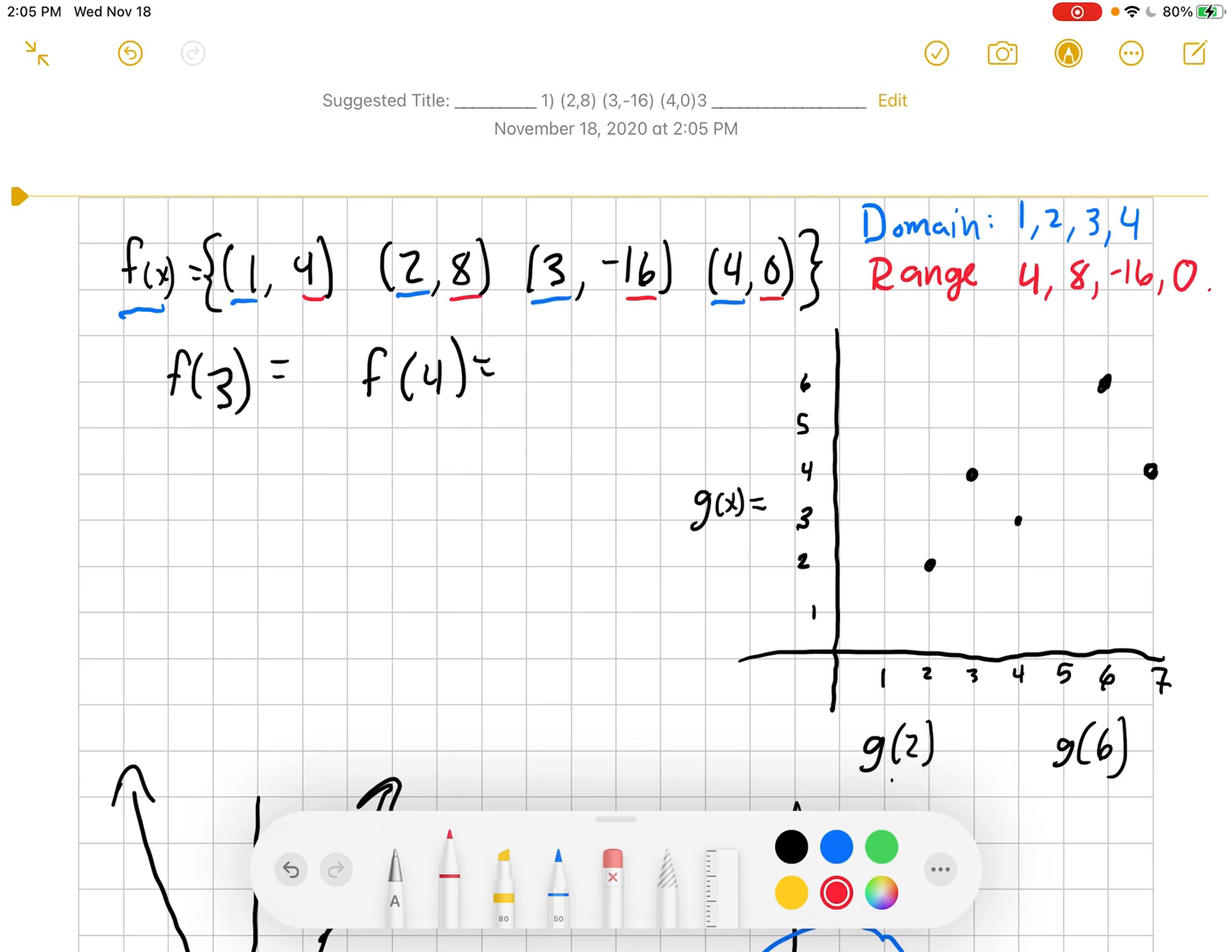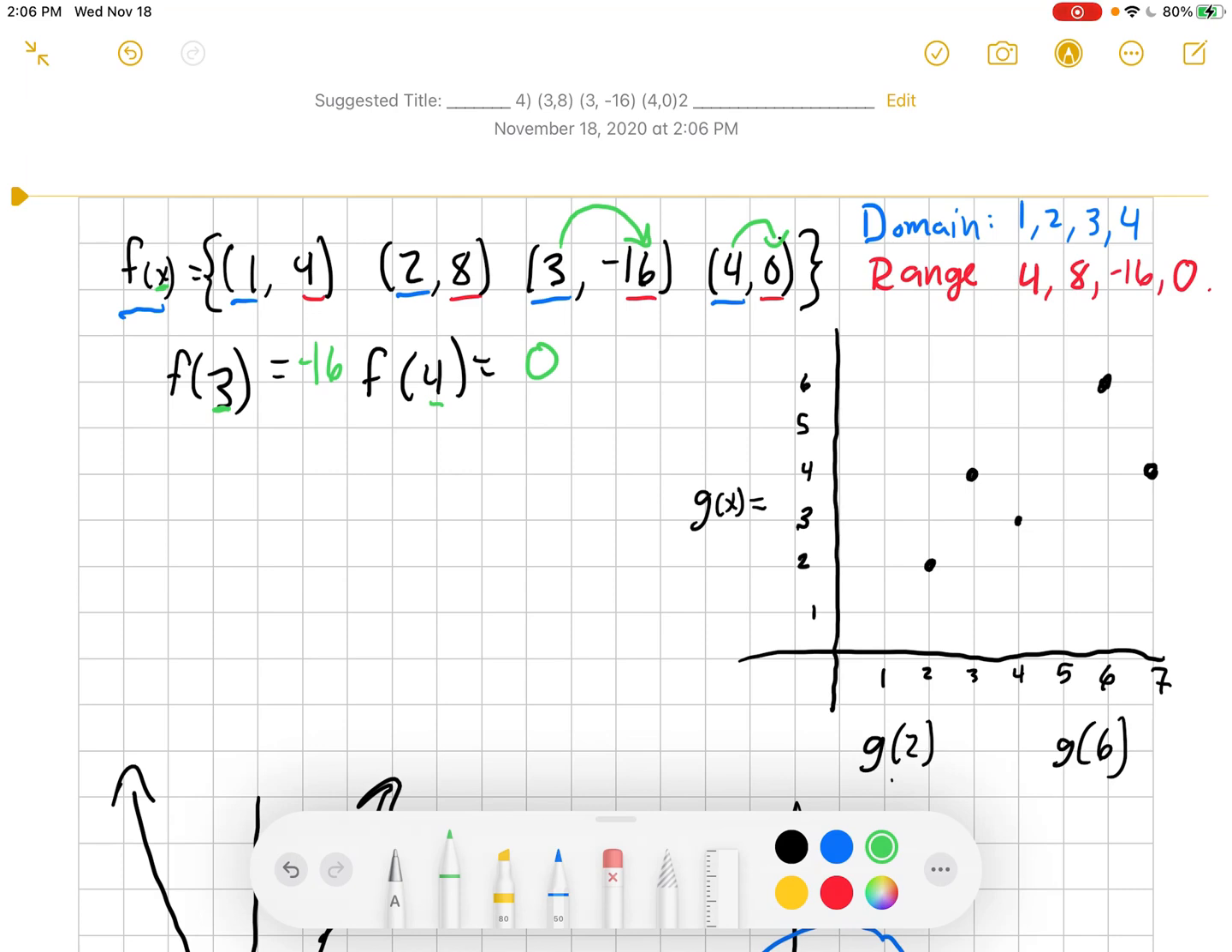So in this particular function, when it comes to the function notation, we take whatever is in the x position here and figure out the corresponding y. So in this case, f of 3 would be finding our 3 and seeing what it corresponds to in the y position. Similarly, we could do the same thing for 4 and find 0.